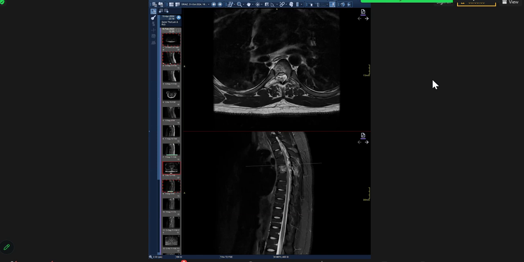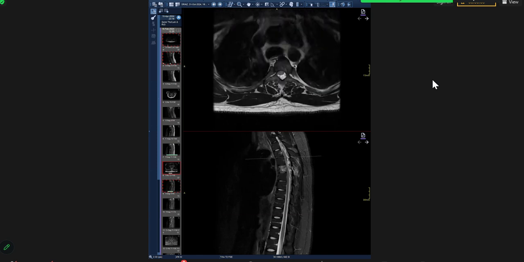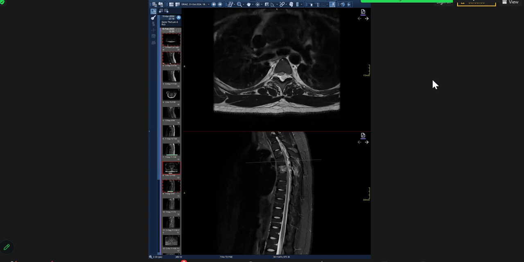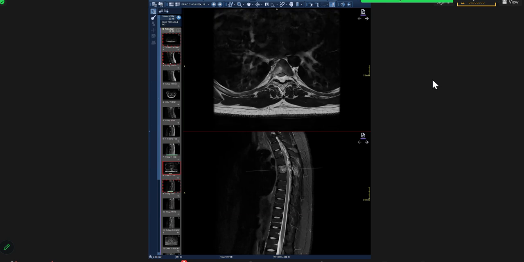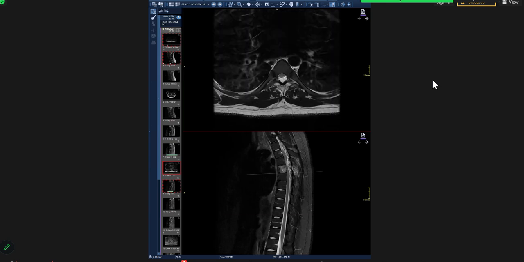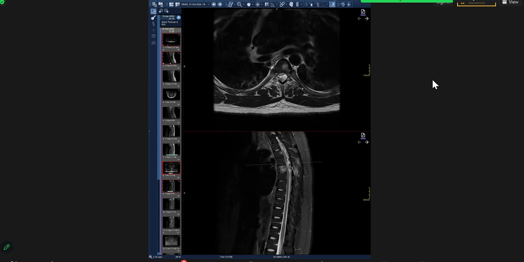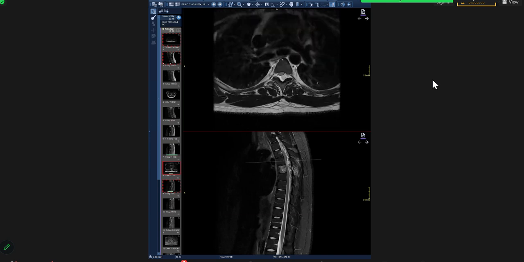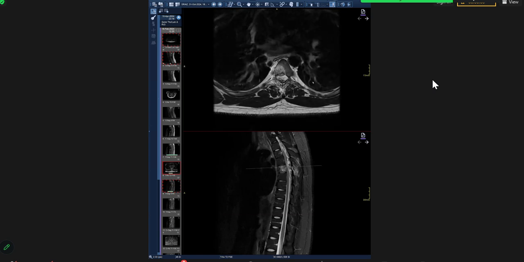So, I would like to give two differentials. One could be a hemangioma, in the vertebral body as well as within the spinal canal, or it can be some arteriovenous malformation.